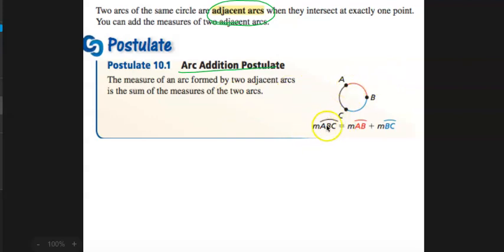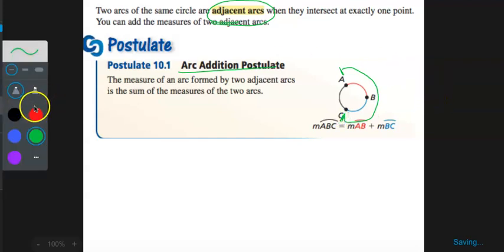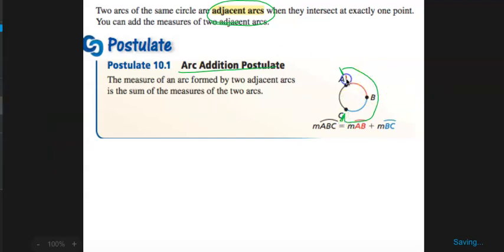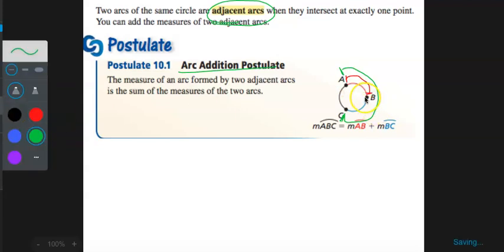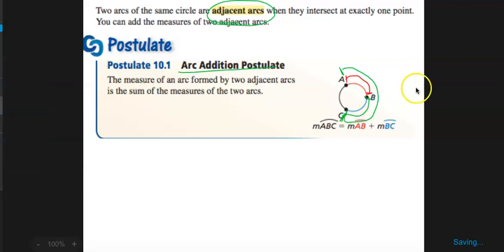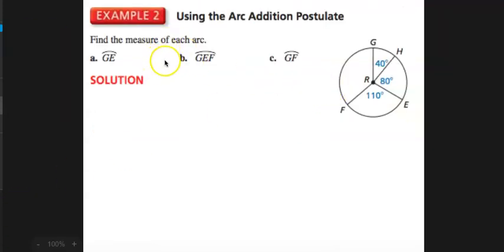Here we go. The measure of arc ABC: this entire arc is made up of two arcs, arc AB and arc BC. So you've had segment addition postulates, now you have arc addition postulates. Same concept. A couple extra examples here.